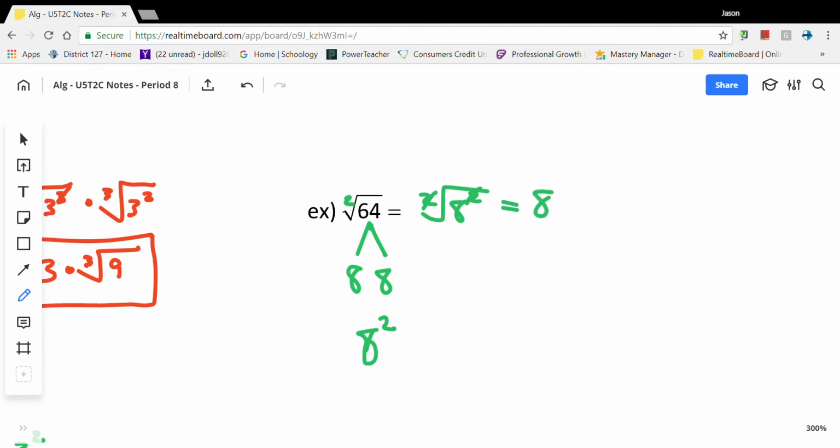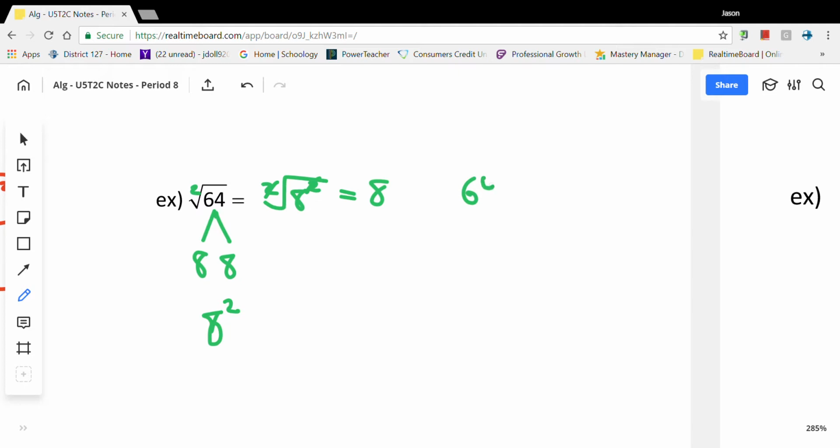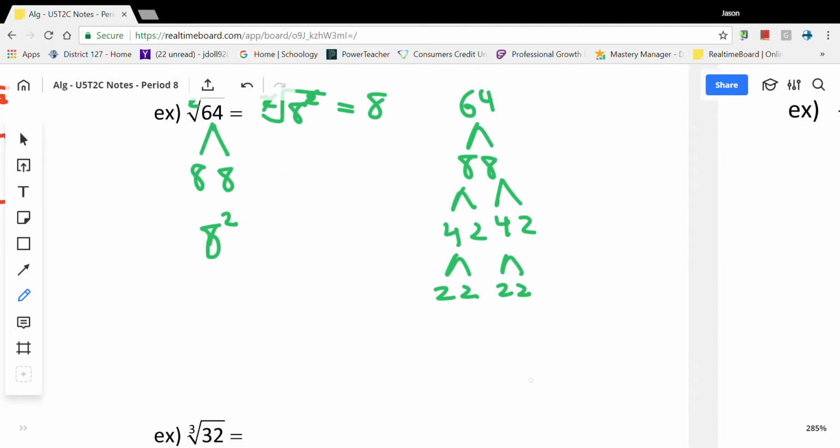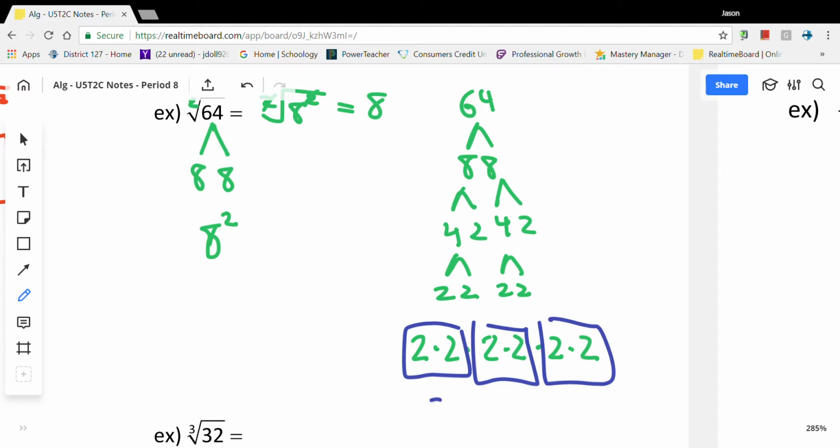Now, if you had worked 64 all the way down to its prime factorization, 8 and 8 would be 4 and 2, 4 would be 2 and 2, 4 and 2, 2 and 2. What I essentially have is 6 factors of 2, right? But again, I don't want something to the 6th power, I only want something to the second power. So I would then pair these up separately as 2 squared, 2 squared, and 2 squared. So each of these would cancel, and 2 times 2 times 2 would still equal 8.